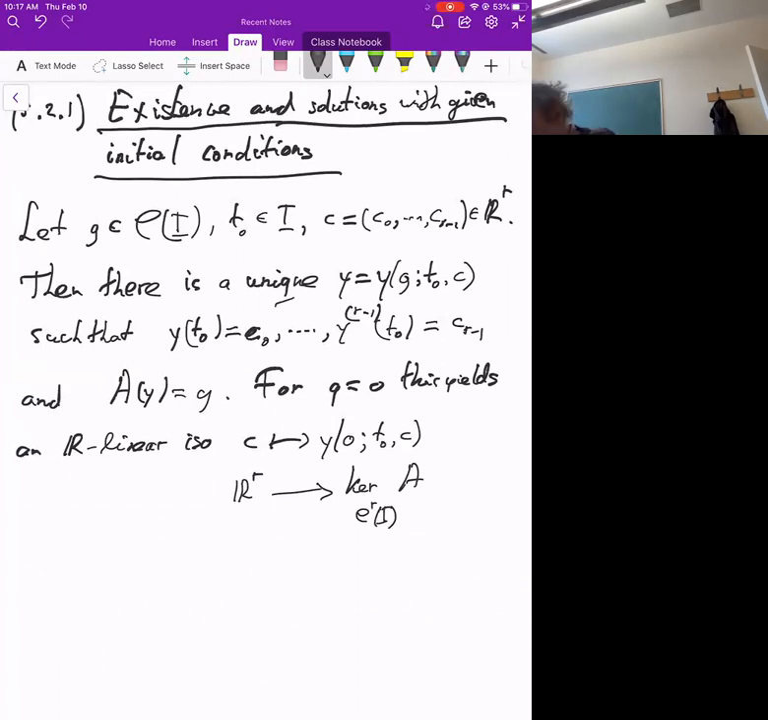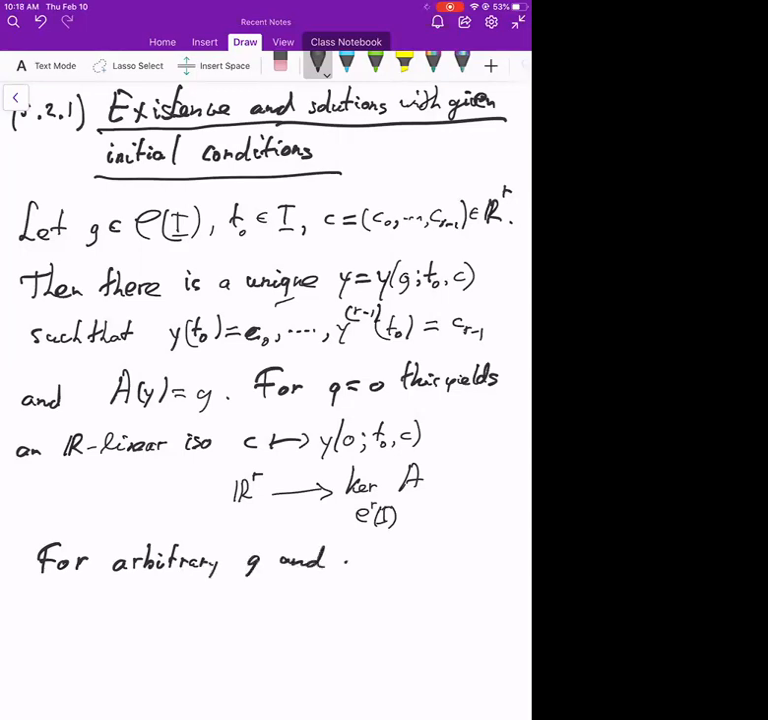And of course, for an arbitrary g, the solution set is just any particular solution plus the kernel.